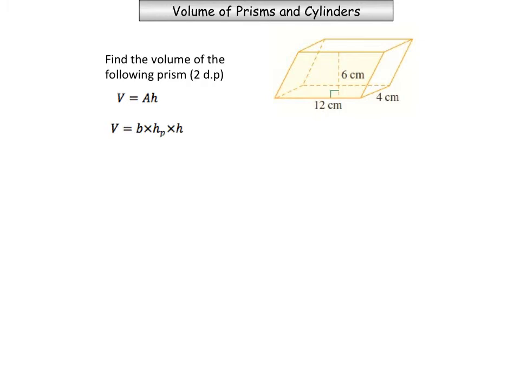So the area of a parallelogram is the base times perpendicular height, and of course we need to make sure that we're substituting the height of the prism as well. So we're substituting the values in: 12 for the base, 6 centimeters for the perpendicular height of the parallelogram, and then the 4 centimeters for the height of the prism. And that comes out at 288 centimeters cubed.